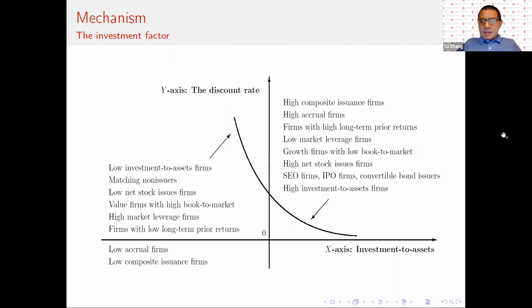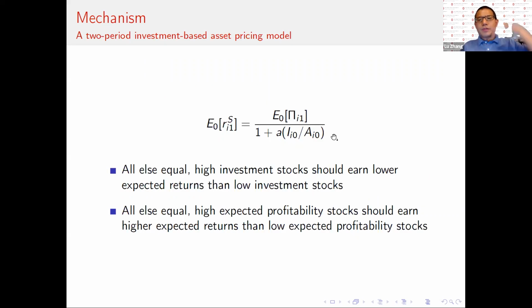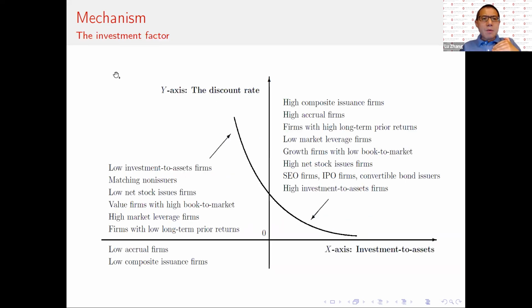A little bit, so that was the intuition for the investment factor as well as the profitability factor. So now we're going to argue that these two factors have broad explanatory power empirically in the data. So let's start with the investment factor. I have a graph here.